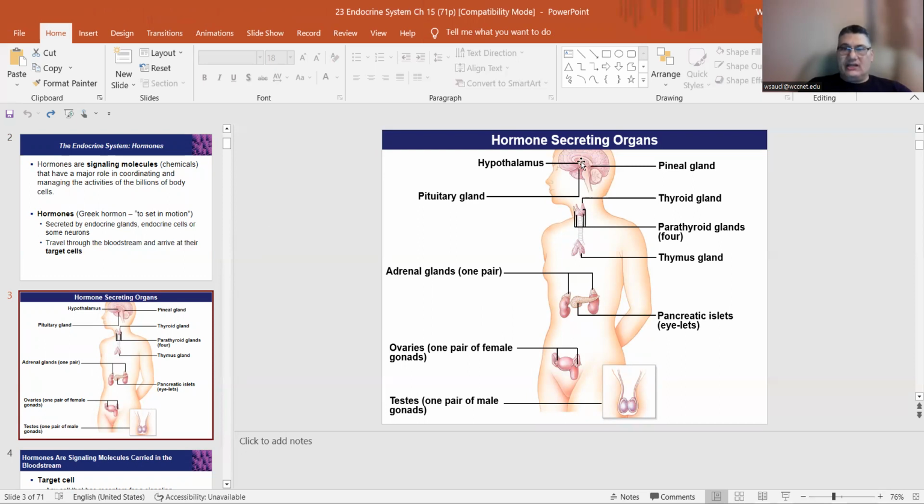So the first one here, on top, is the hypothalamus. It's part of or within the nervous system. And I consider the hypothalamus to be the CEO, the president of the endocrine system. This is the top management, like the brain in the nervous system, or the cortex. Underneath the hypothalamus, there is the pituitary gland. I consider this the vice president.